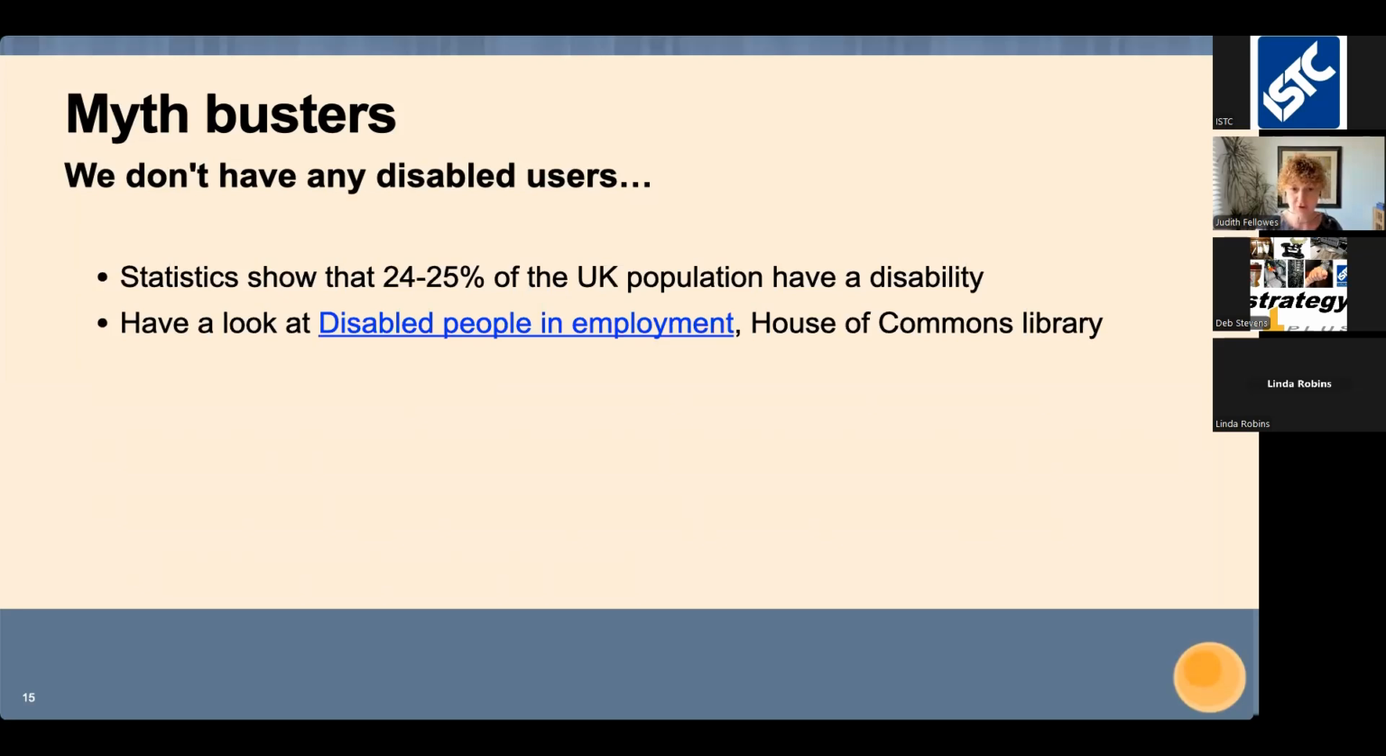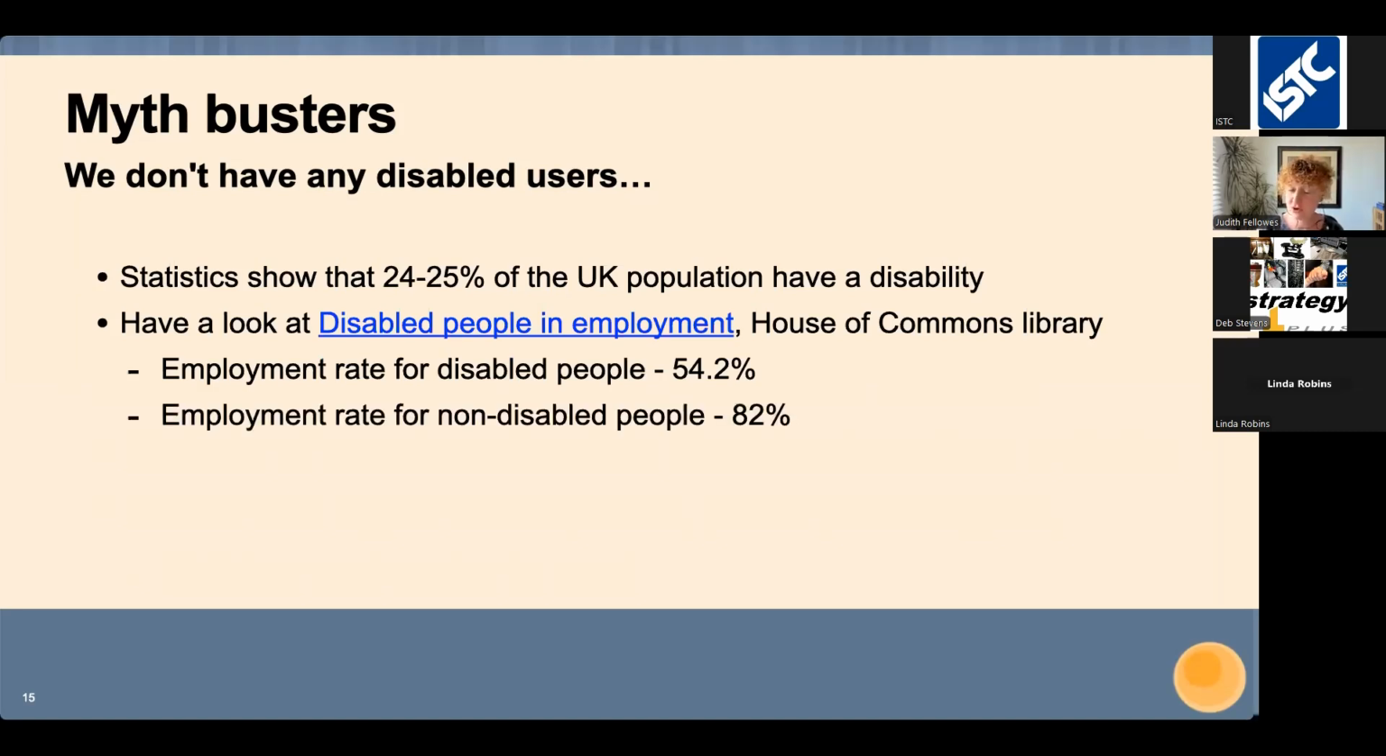If you go and have a look at this report, Disabled People in Employment, House of Commons, the employment rate for disabled people is 54.2%. Employment rate for non-disabled people is 82%. So still a lot of people in employment. So the bigger your organisation is, the more likely you're going to have disabled people. That they're always going to be there.